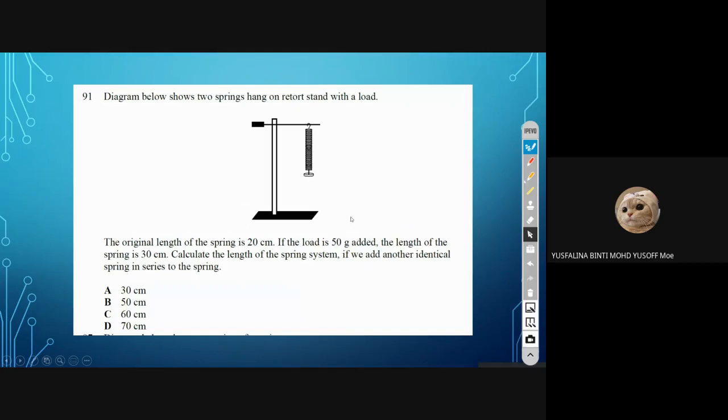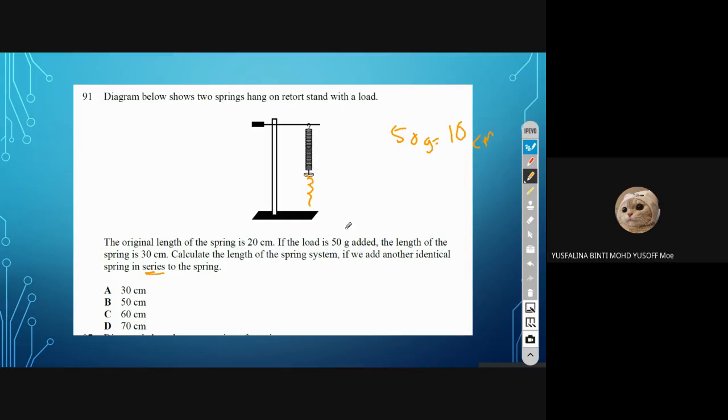Alright, number 91. The diagram below shows a spring hanging on a retort stand with a load. The original length of the spring is 20 cm. If a load of 50 gram is added, the length of the spring is 30 cm. Calculate the length of the spring system if we add another identical spring in series. In series means you put one more spring here. The original length is 20, and when you put 50 gram, the length becomes 30 cm, so the extension is 10 cm.